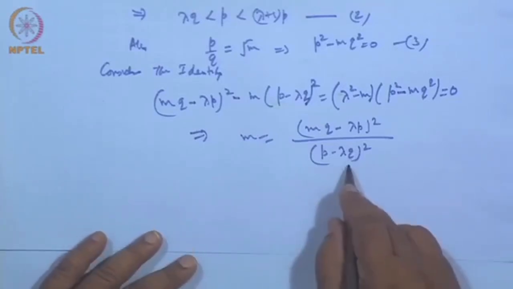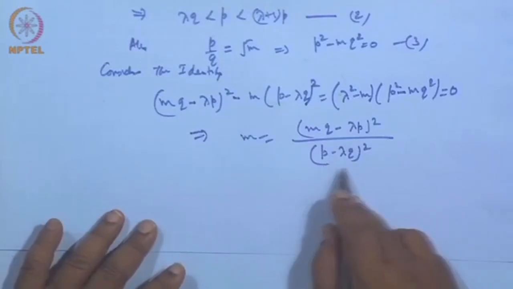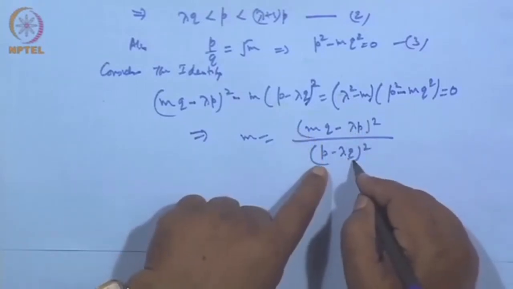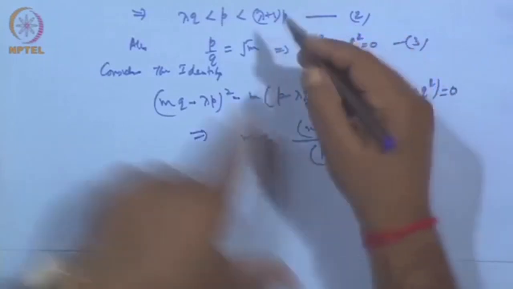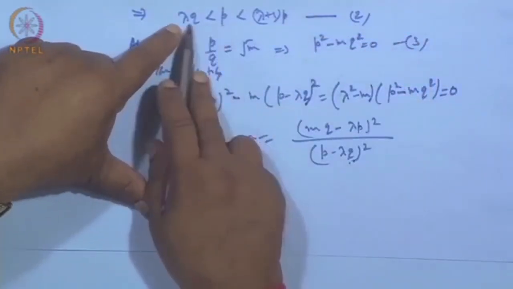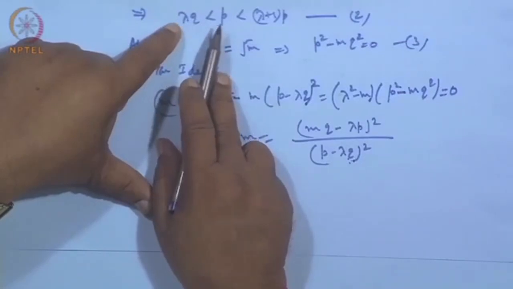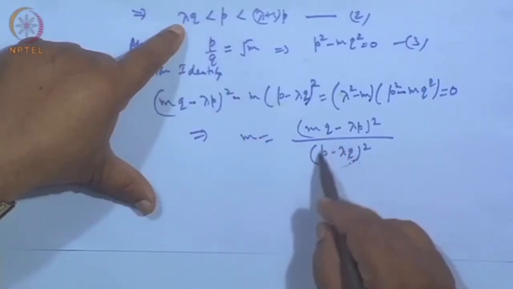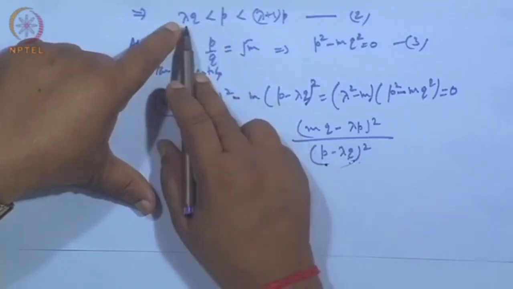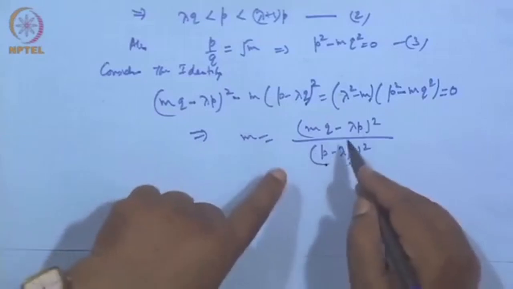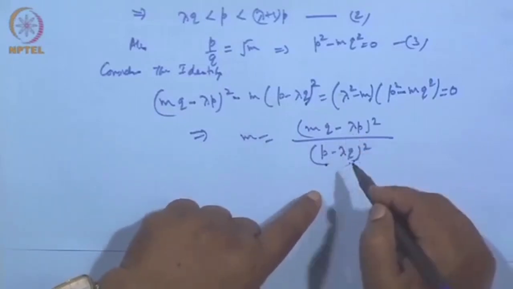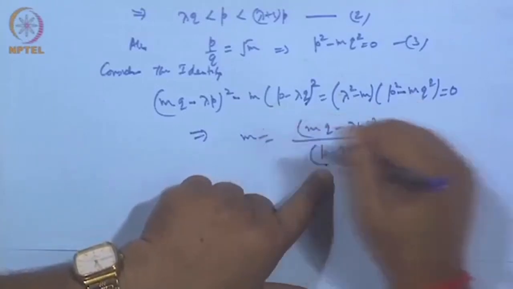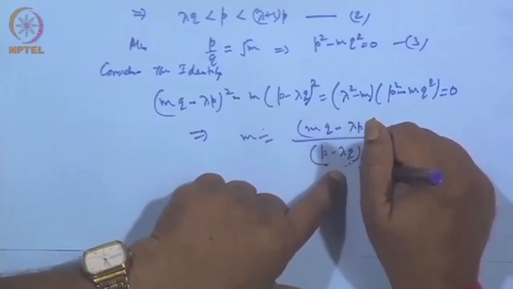Why less than q? When you write here, p minus lambda q is positive. It means this whole thing is less than p, because p minus lambda q is less than p. So, we are getting m in another rational form where the denominator changes to a lower form, but m was in the lowest form, so it is a contradiction.